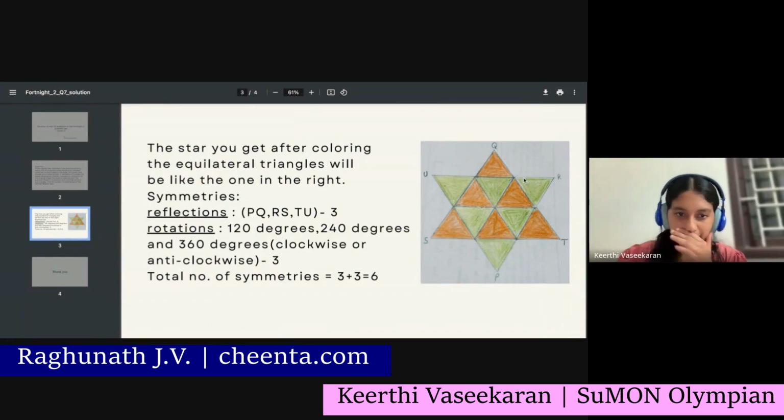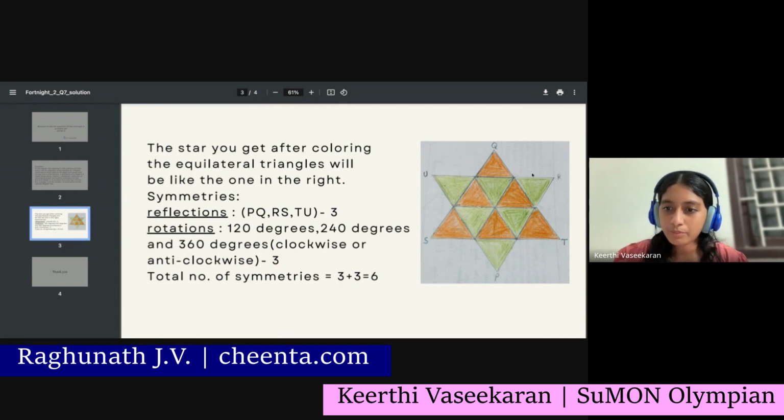So first I'm going to look at the reflections. We can look at the reflections in two ways. We consider a triangle, say QTS. Since it's an equilateral triangle, we can find the symmetries of an equilateral triangle, which will be drawing a perpendicular through each of the vertices. So it will be from Q to P, S to R, and T to U. In a similar way we can get the symmetry through URP also.